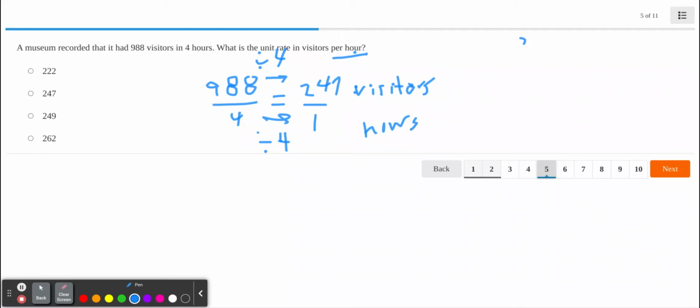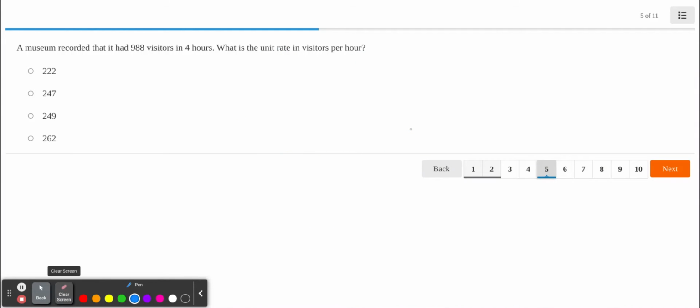So this is per 1 hour, so that's our unit rate will be 247 to 1. So 247 visitors for that 1 hour. There we go. And that would be our answer, 247. And if you got any questions on that, make a note of that. We can talk about it when we get back to class on Tuesday.